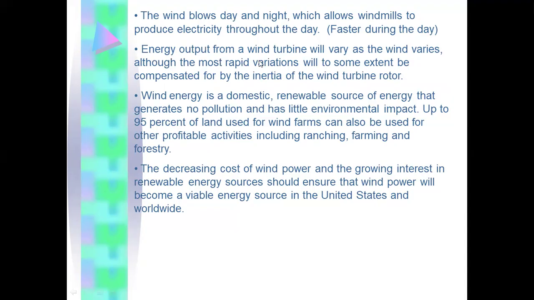Energy output from a wind turbine will vary as the wind varies, although the most rapid variations will to some extent be compensated for by the inertia of the wind turbine rotor. Wind energy is a domestic renewable source of energy that generates low pollution and has little environmental impact.